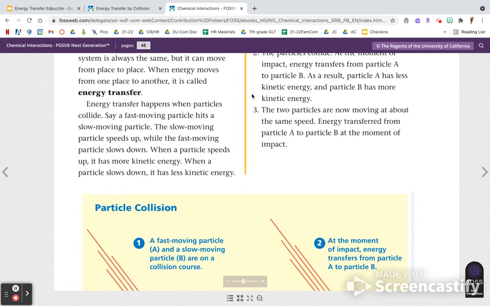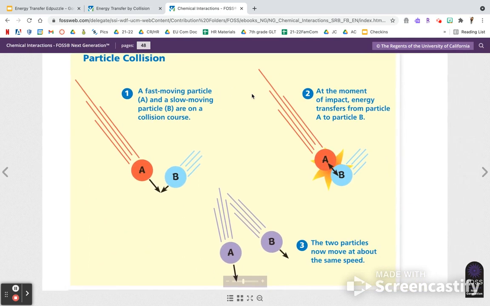Look at the diagram. So here's what we saw. We saw particle A moving fast, particle B moving slow. They impacted, which means collided or crashed. And then when they move away, they are now moving at the same speed. So what happened was particle A gave particle B some of its energy. Now, at last, they have the same amount of kinetic energy.